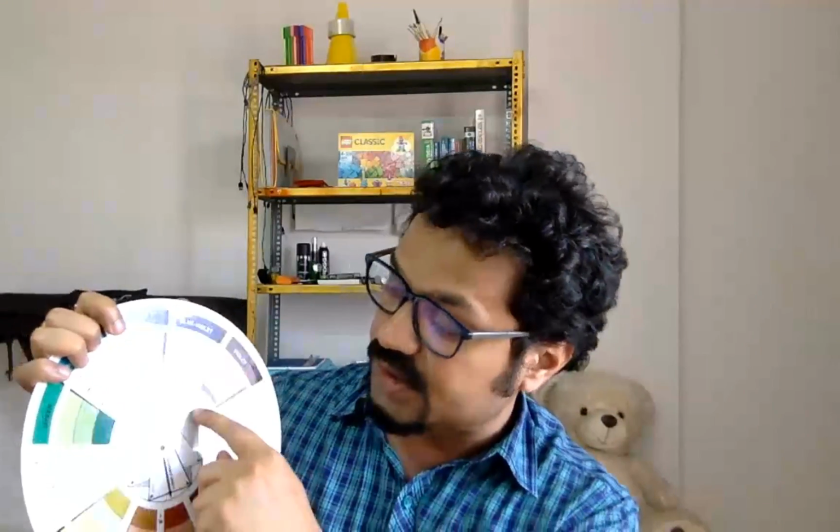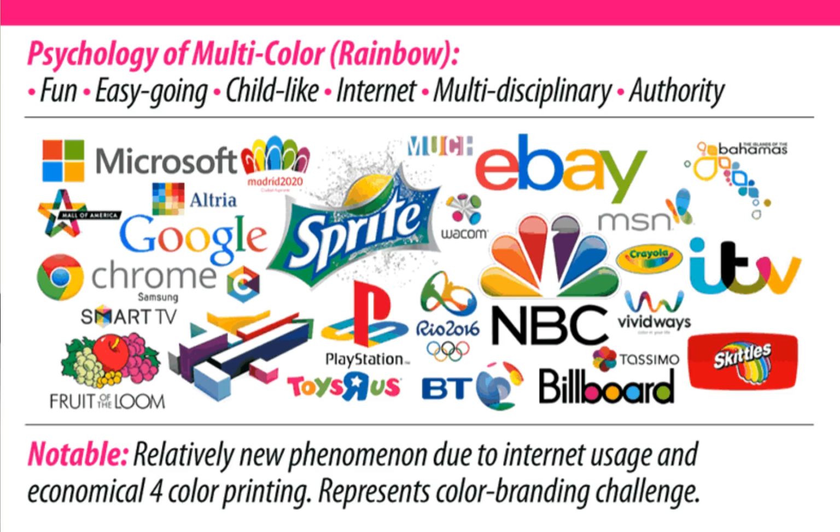Or if I go for a triad combination, and it can be a two color harmony, it can be a three color harmony, it can also be a four color harmony. So if I go with tetrad, there are four colors that I can use in my composition. And if you see a lot of logo design projects or poster design projects, you will see these kinds of combinations used very extensively.